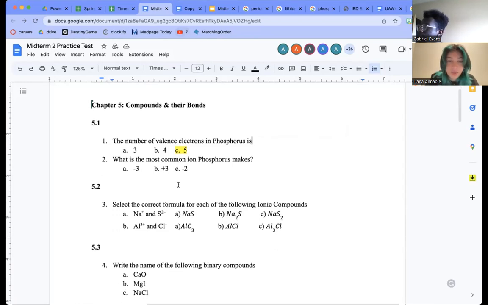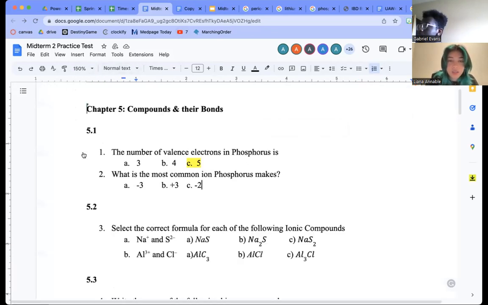All right, let's go to the next one. Number 2: what is the most common ion phosphorus forms? What did you all get for this? We got a lot of A's, a lot of -3s. Those of you who said A, why? What makes you say -3 is correct?